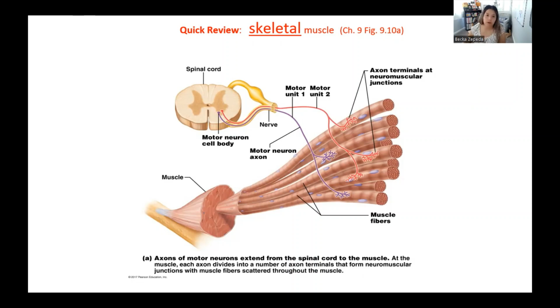But skeletal muscle works through what are called motor units. So remember, a motor unit is one motor neuron and all the fibers that it controls or innervates. So here's motor unit number 1 and motor unit number 2. This motor unit in the purple innervates this skeletal muscle fiber over here and this skeletal muscle fiber over here. Motor unit number 2 is innervating this skeletal muscle fiber here, this one here, and this third one over here.